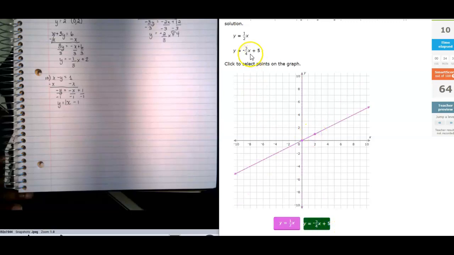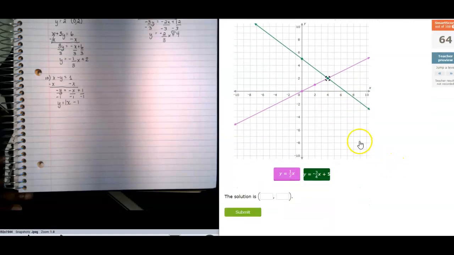And then on our other line, we're going to start at positive 5, go down 3, 1, 2, 3, and over to the right 4. 1, 2, 3, 4. And place our line there so we see that they intersect at 4, 2.